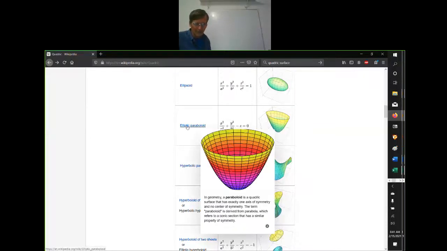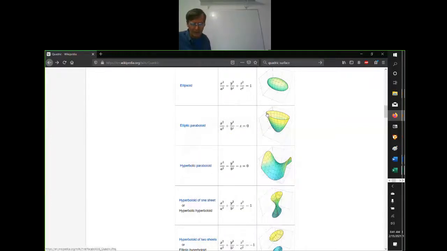It means the cross sections here are ellipses and parabolas. If you look down, for instance, on this picture here, if you were to slice this vertically with a plane, you'd get this parabola down here as a cross section. If you slice it horizontally with a plane, you get this ellipse up here as a cross section. And if you slice it vertically the other way, you get a parabola that goes around this way. And so in two directions, the intersection is a parabola, and the other one is an ellipse. Hence, it's an elliptic paraboloid.